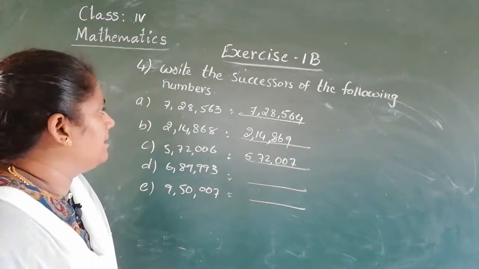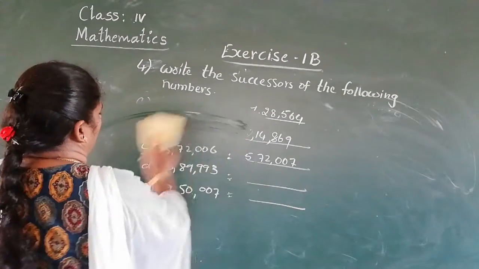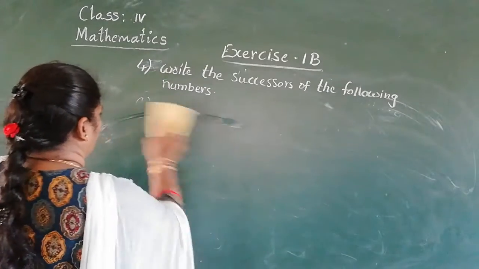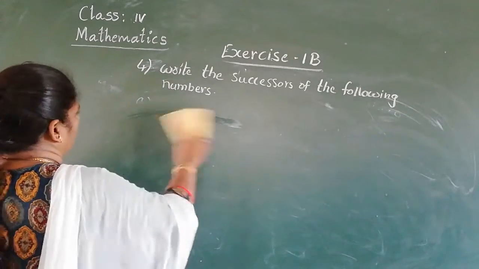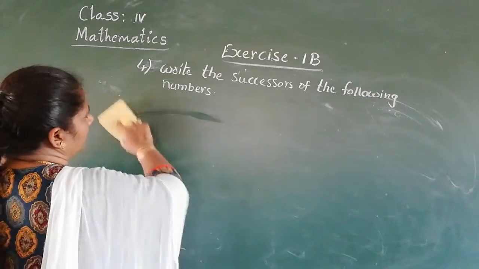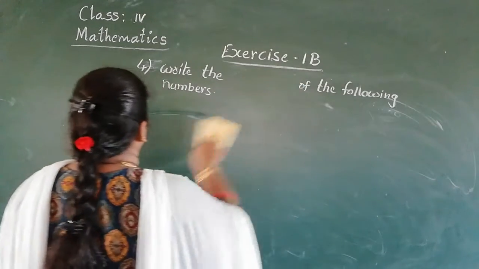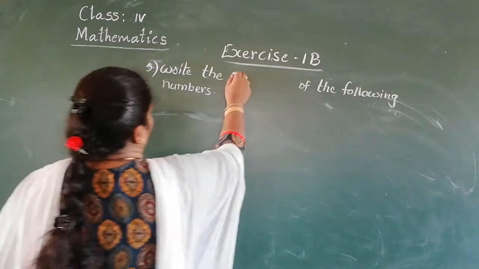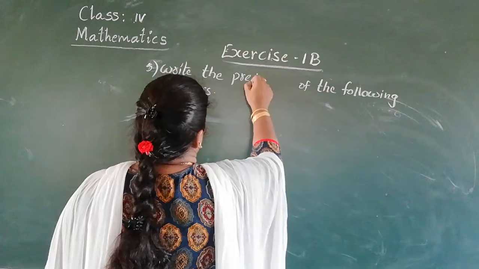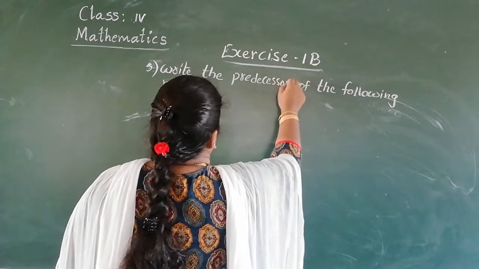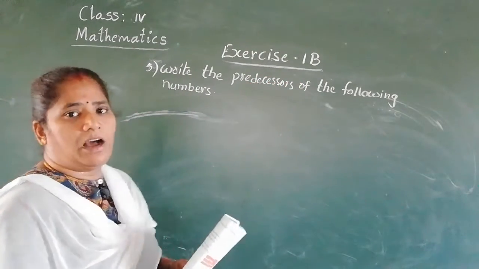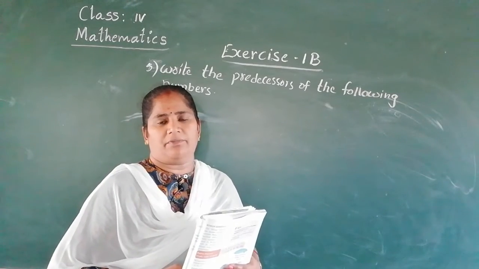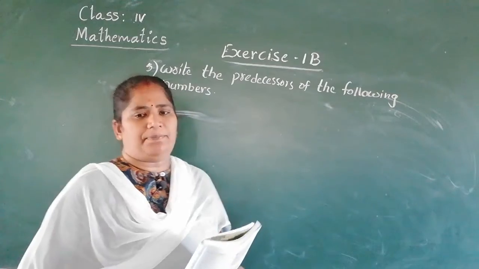Next, predecessor. Write the predecessors of the following numbers. So predecessor means before number. How do we get the predecessor of the given number? If you subtract 1 from the given number, then we can get the predecessor.